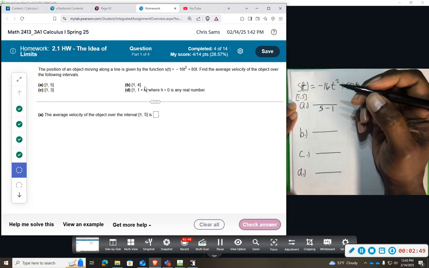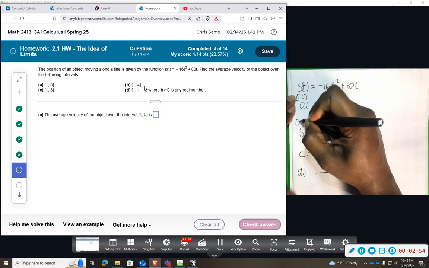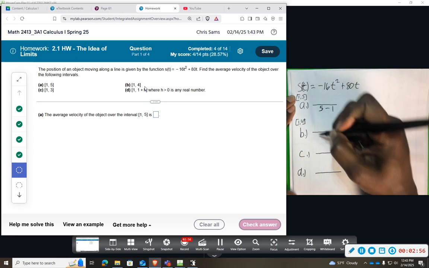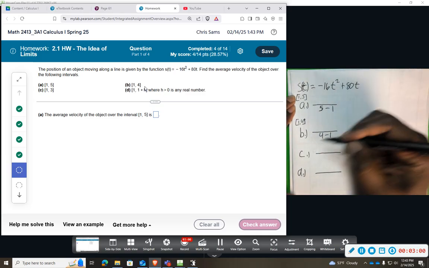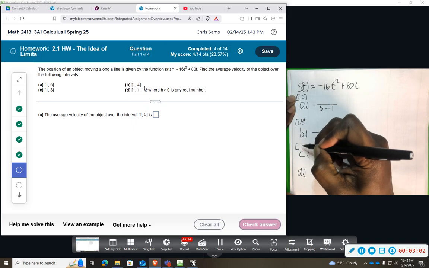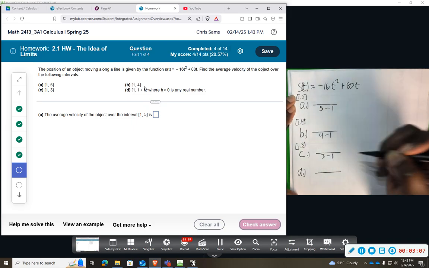With B, I'm just setting them all up. B is going to be 1 to 4, so my denominator is going to be 4 minus 1. So the gap is getting smaller. C is going to be 1 to 3, so it's going to be 3 minus 1 on the bottom.